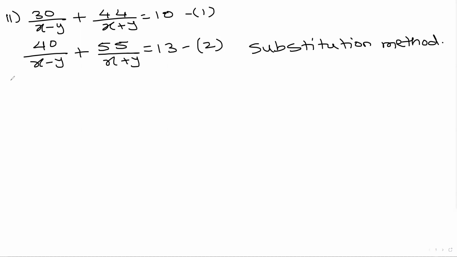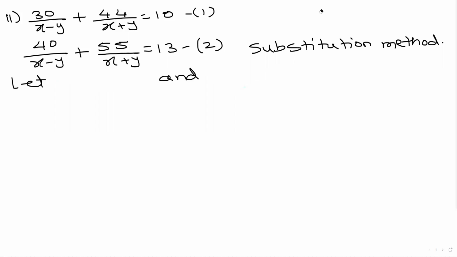Let x minus y is equal to a, for example, and x plus y is equal to b. Is this the correct substitution, or should I say 1 upon x minus y is a and 1 upon x plus y is b? Yeah, 1 upon is correct.